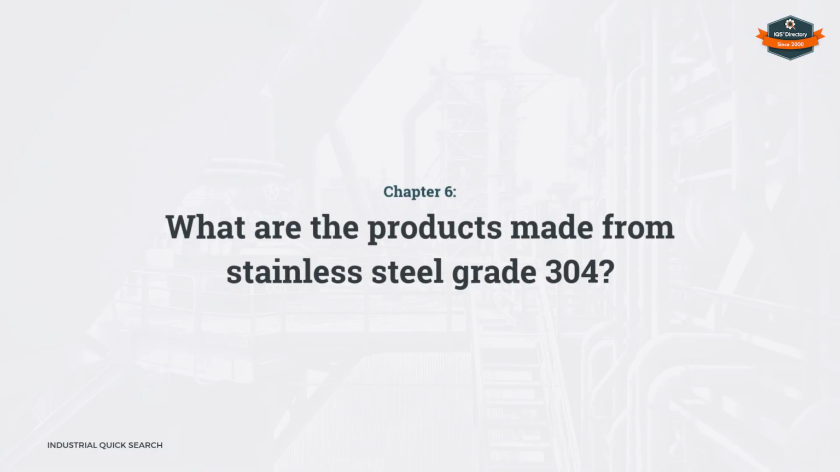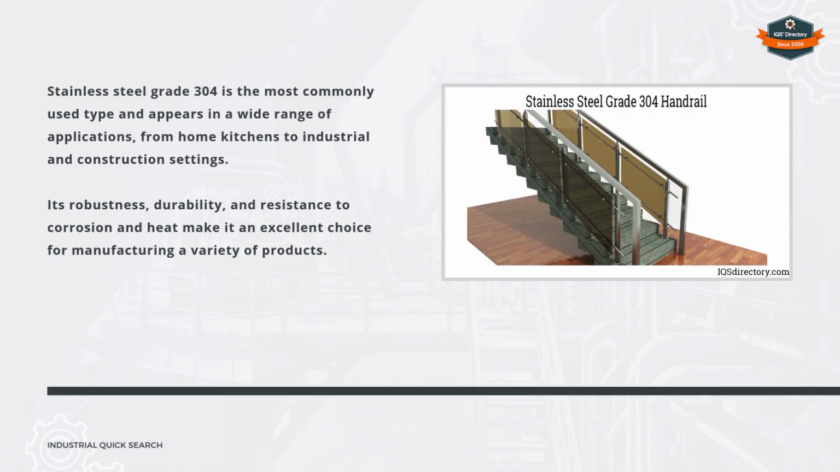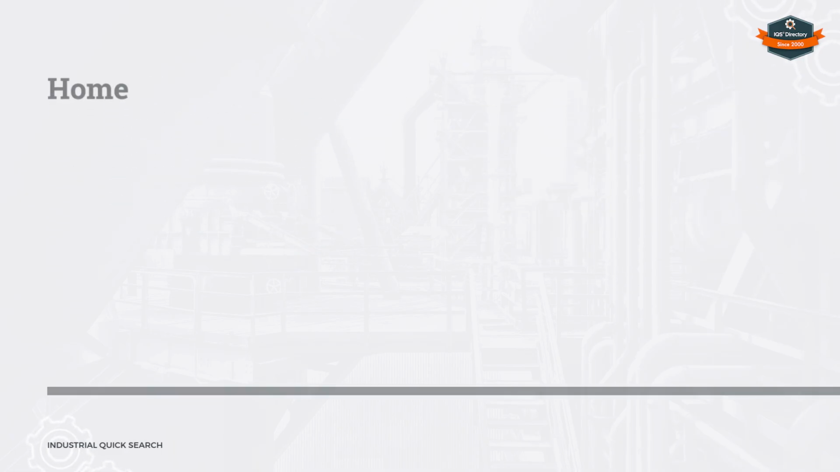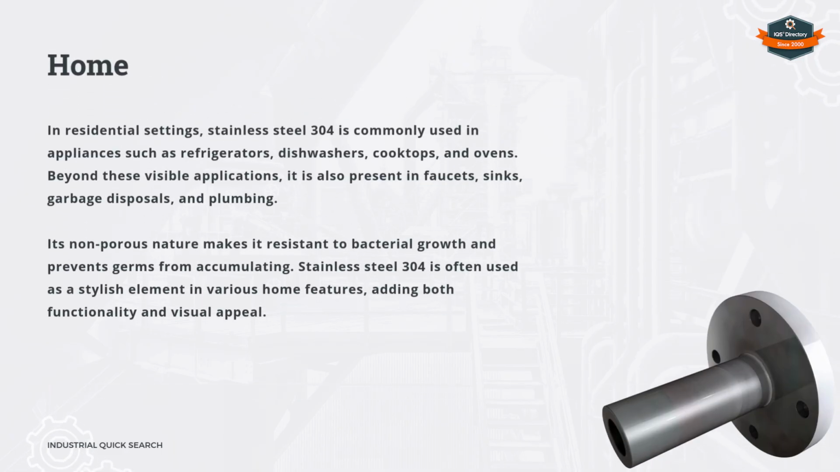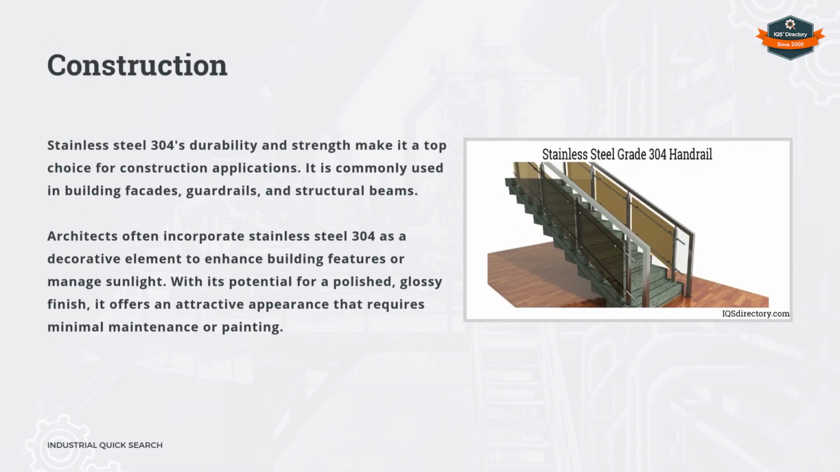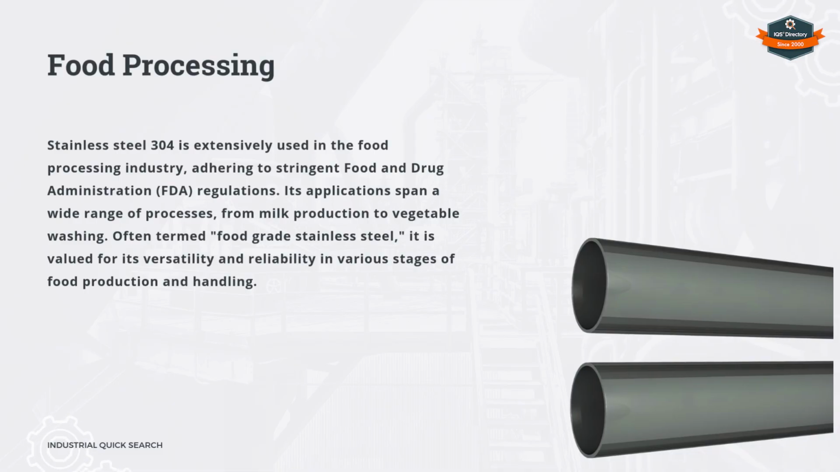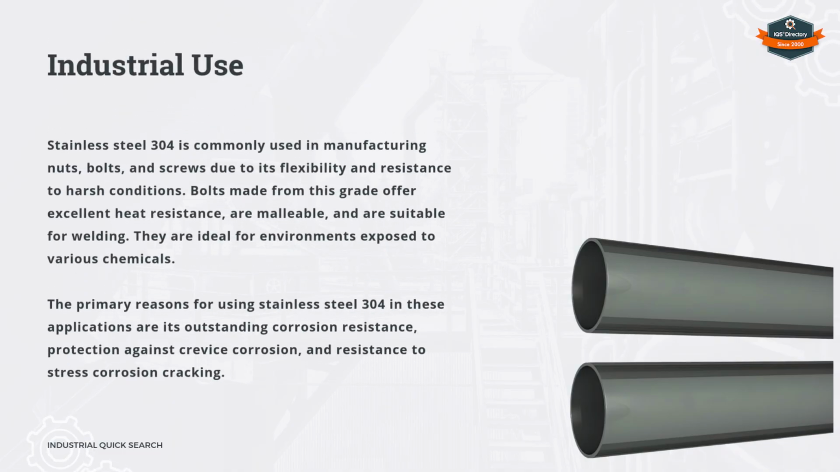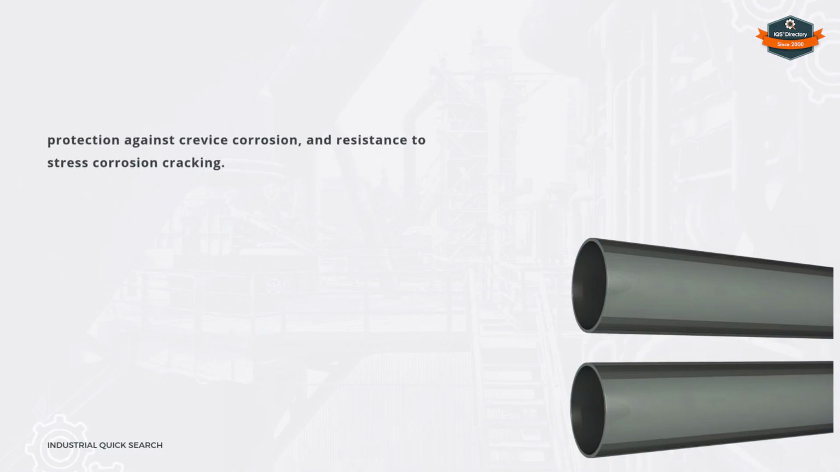Chapter 6. What are the products made from stainless steel grade 304? Home. Construction. Food processing. Industrial use. Transportation.